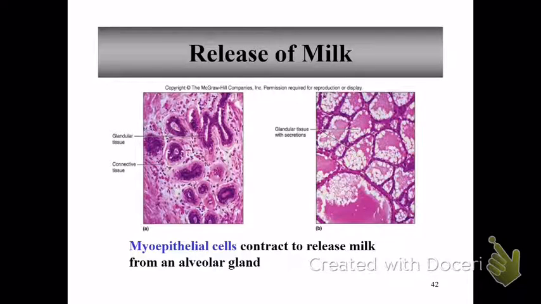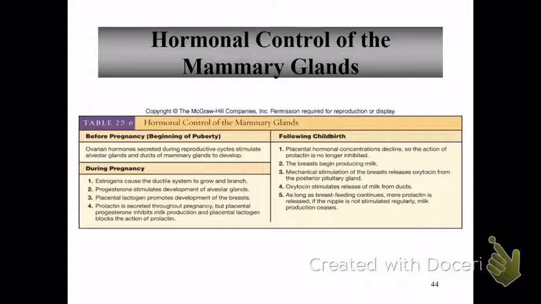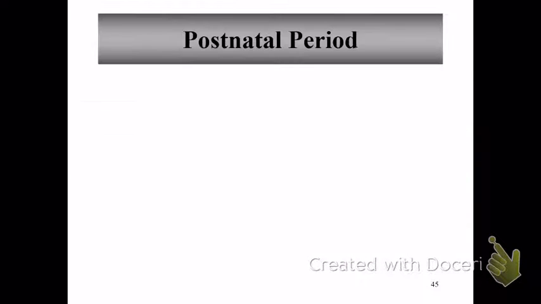Okay, here's the release of milk. Myoepithelial cells contract to release milk from the alveolar gland. Okay, there are the mechanisms of breast milk. But really what you want to know is that prolactin happens. Prolactin is breast milk, and really it's positive feedback. The more you breastfeed, the more you're going to make. Here that is in a nice looking table for you.